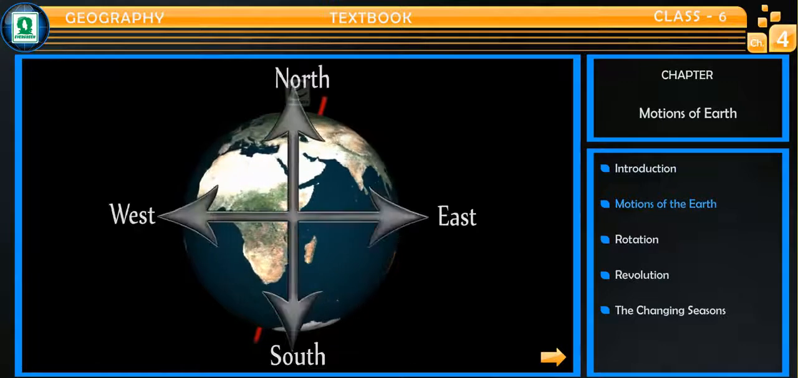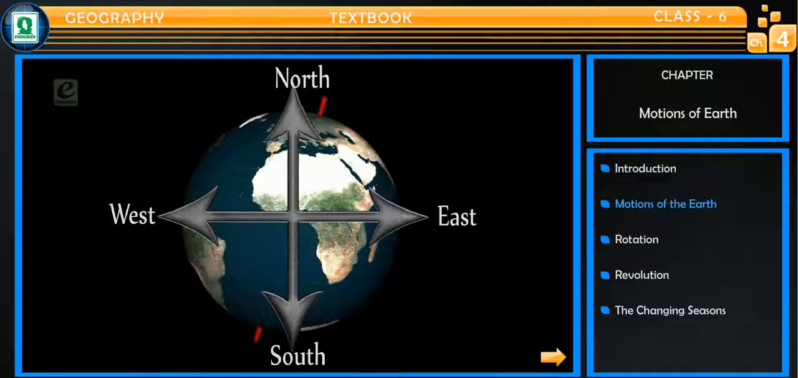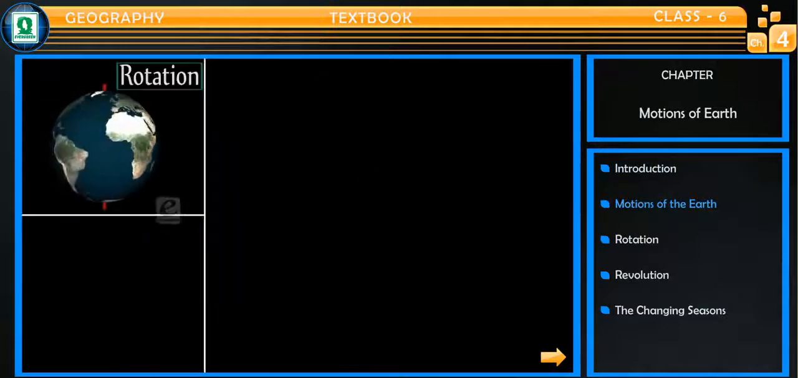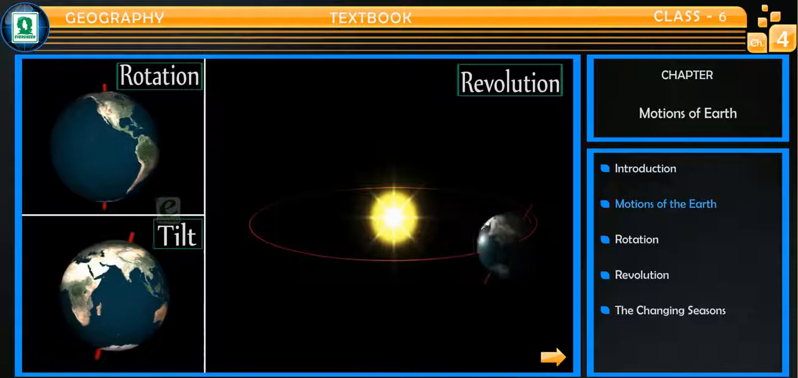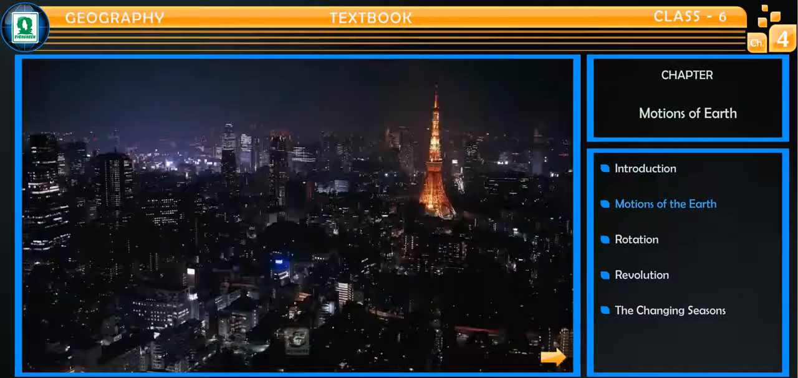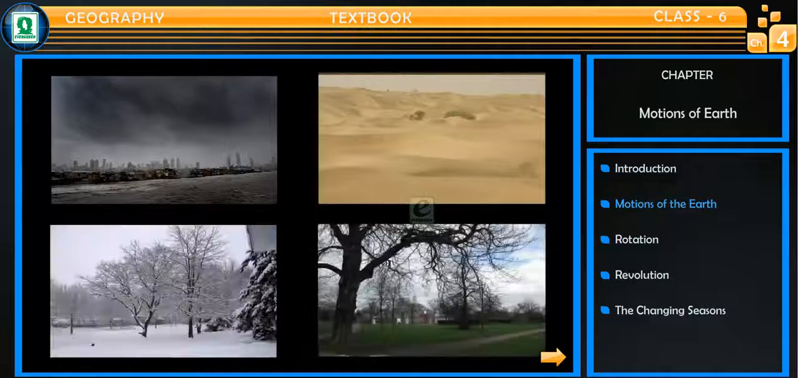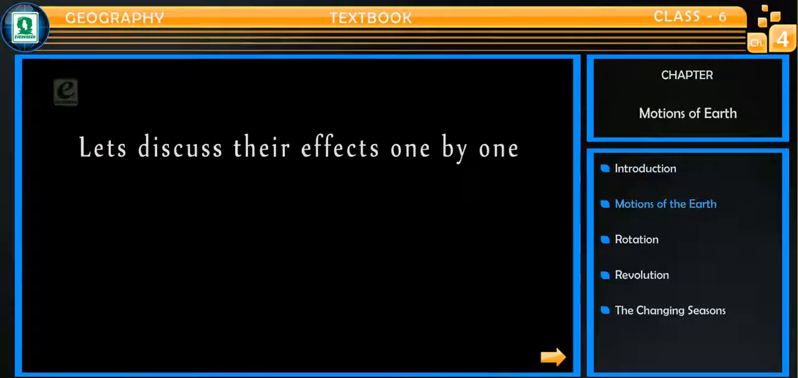The Earth rotates from west to east and completes 1 rotation in 24 hours. Rotation, revolution, and the tilt of the Earth's axis are responsible for many events, like formation of days and nights, change of seasons, etc. Let's discuss their effects one by one.